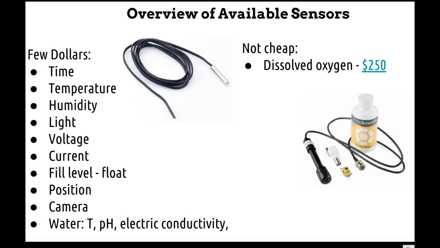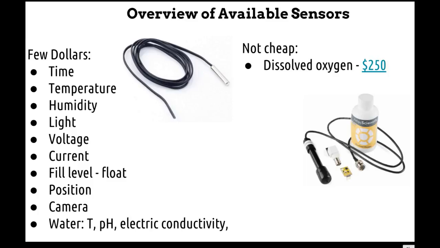So in our route, we do a lot of sensing and activating different things in the standard automation procedure. There's a ton of different sensors available that you can get feedback from and digitize it, put it into a little microcontroller. So for a few dollars you can get things like time, temperature, humidity, light, voltage, current, float switches, position sensors, cameras, and water sensors like temperature, pH, electric conductivity. A lot of these sensors are really cheap on a dollar scale.